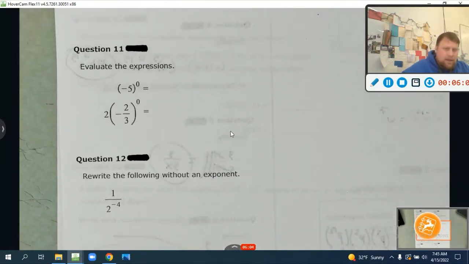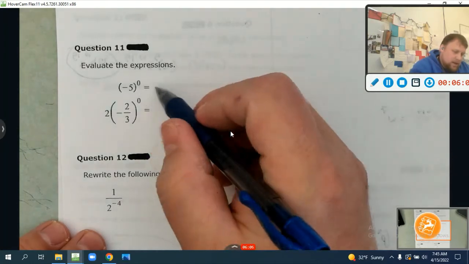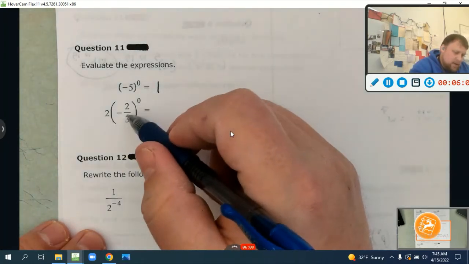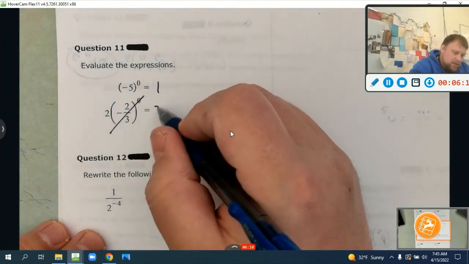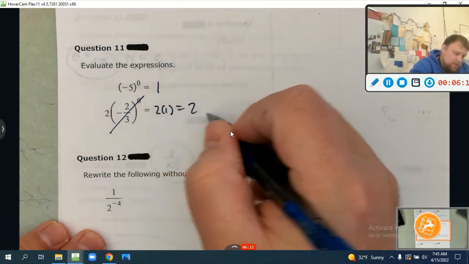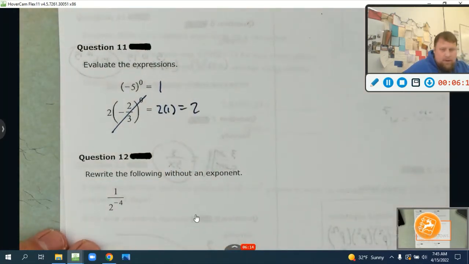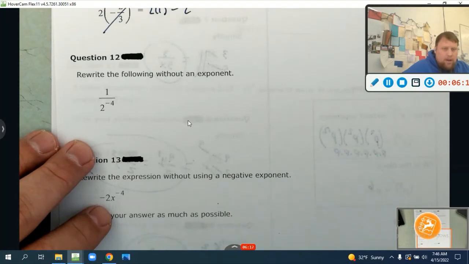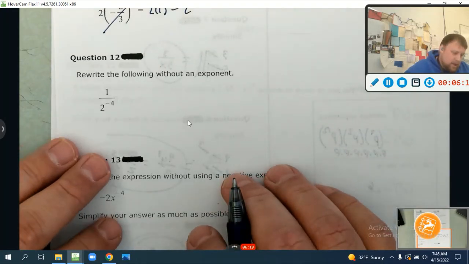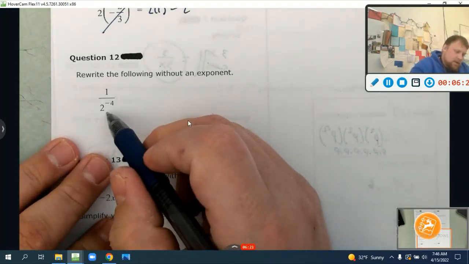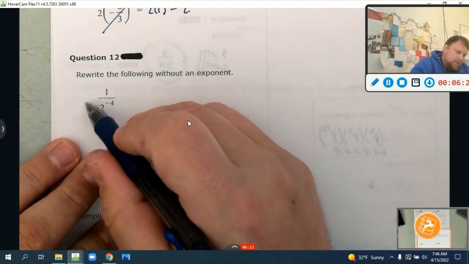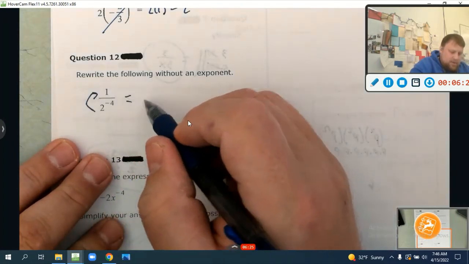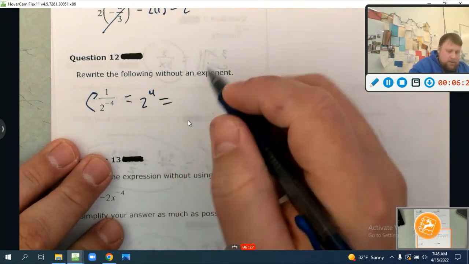Evaluate the following expressions. Anything to the 0 power is 1. That's going to be 1, so this equals 2 times 1, which equals 2. Perfect. Rewrite the following without an exponent. Well, 2 to the negative 4th means we have to flip this up top. Times 1 is just itself, so that's just going to be 2 to the 4th, which is 16.